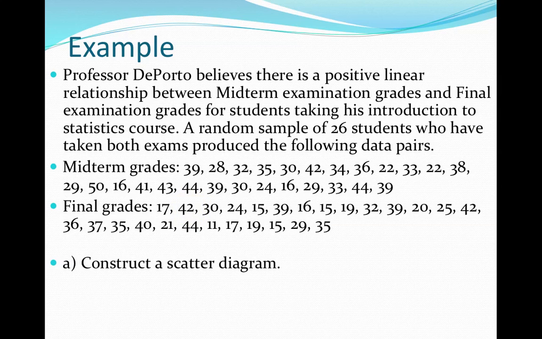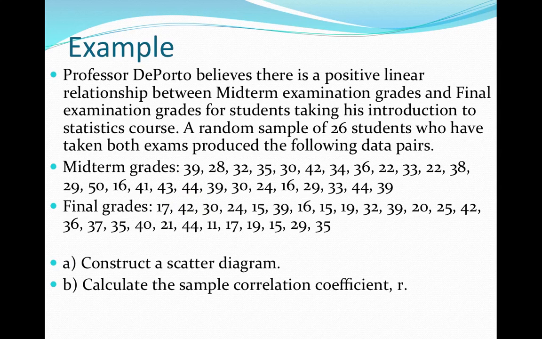We're going to construct a scatter diagram. We're going to calculate the sample correlation coefficient R. We're going to find R squared and interpret its meaning. That should say R squared. That shouldn't say R2, it should say R squared and interpret its meaning.